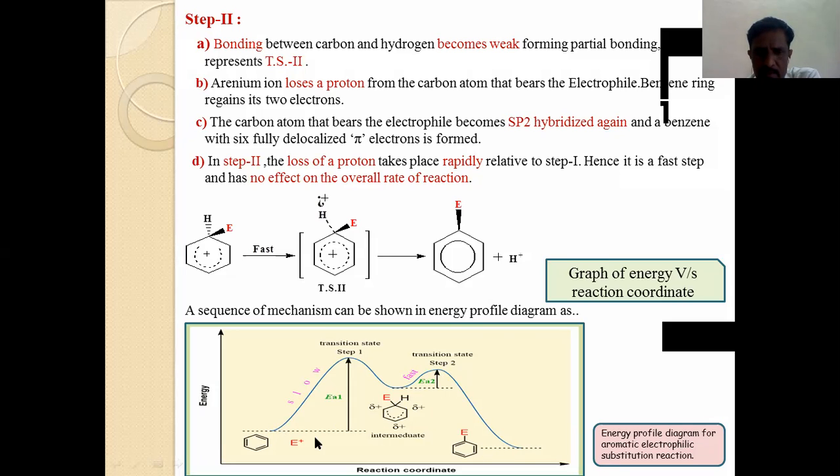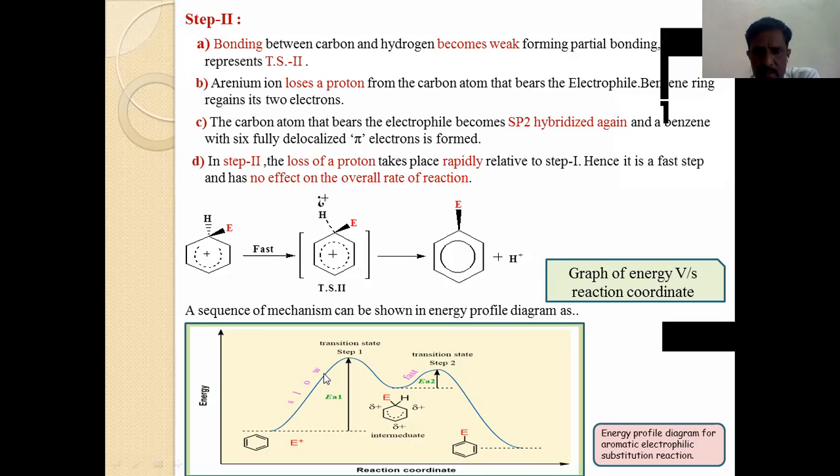As you are observing, the reactant molecule is here and the product molecule is here. If you compare the energy of the reactant molecule and the product molecule, the product molecule has lesser energy. That's why this energy profile diagram suggests that the aromatic electrophilic substitution reaction is an exothermic reaction, because heat is evolved during the formation of the substitution product, and the energy of the product is less than the energy of the reactant. So this reaction is exothermic.